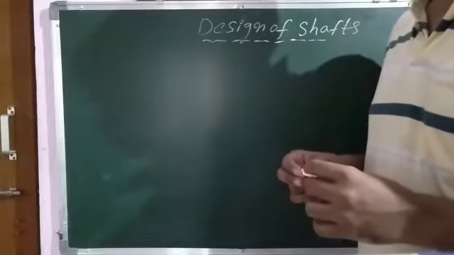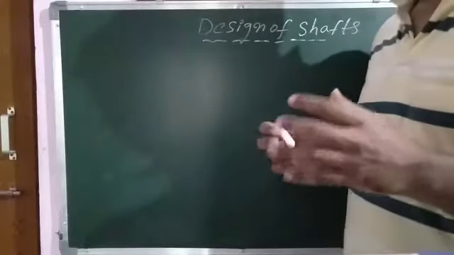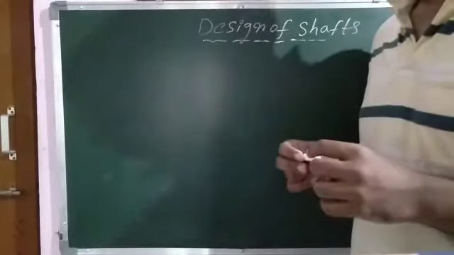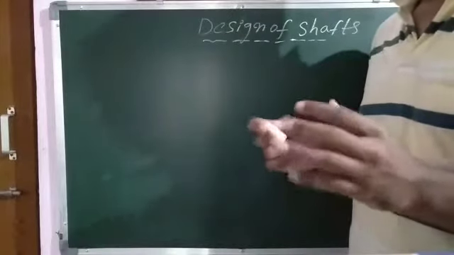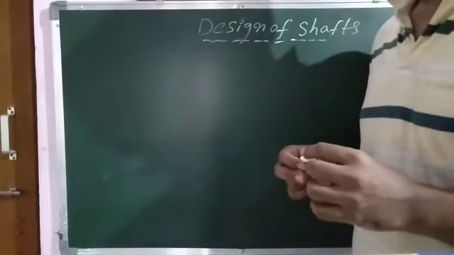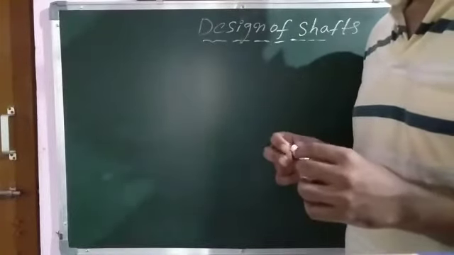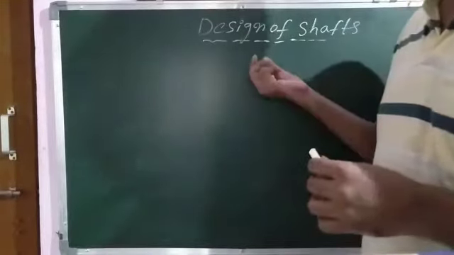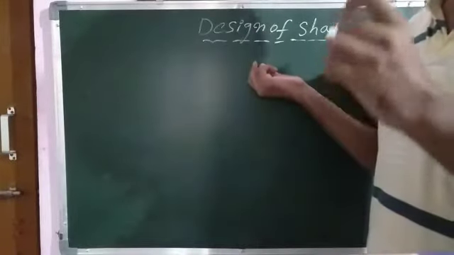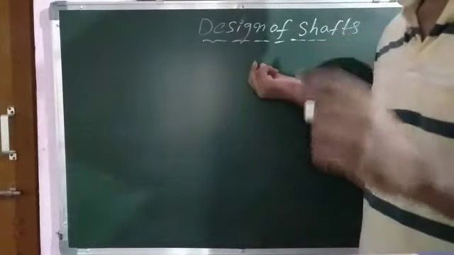Before that, a shaft. We know that the shaft is a machine element used to transmit power from one place to another. So, the main basic formulas used to solve any shaft problem: the main fundamental equation is the torsion equation. So what is the torsion equation?